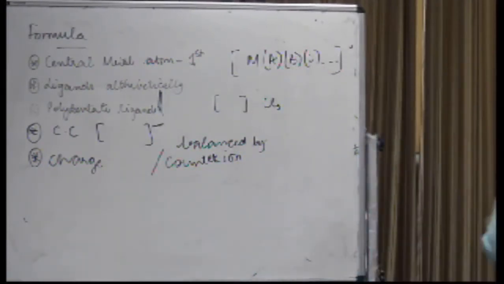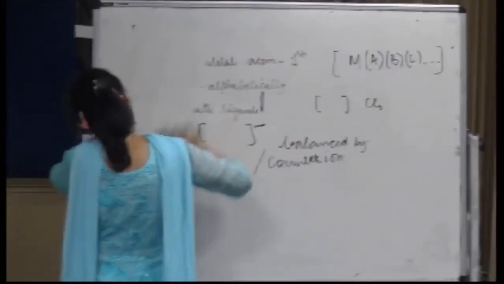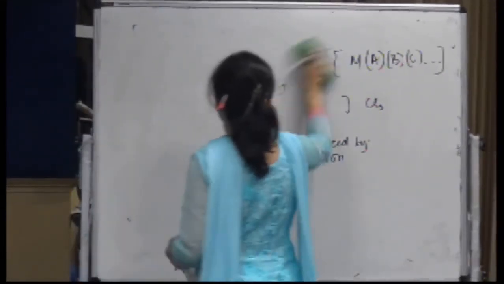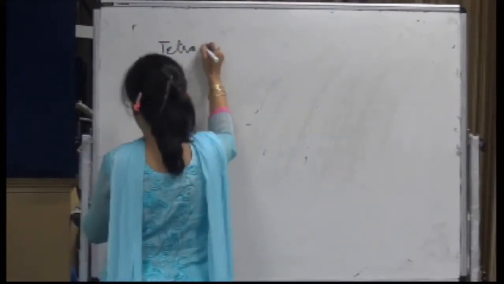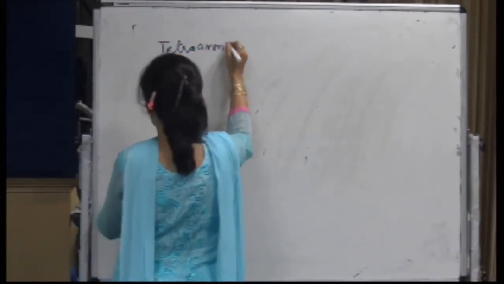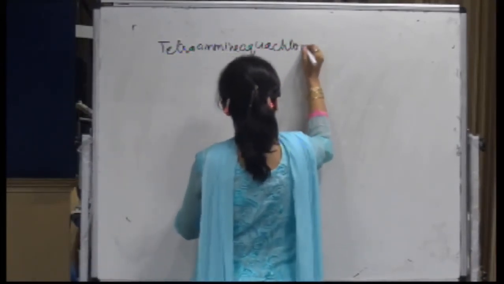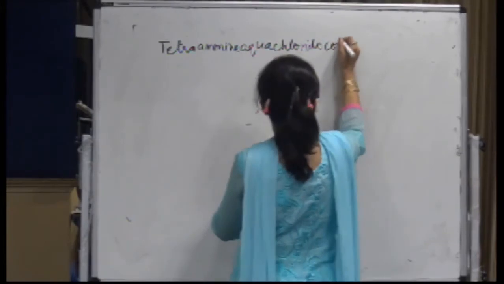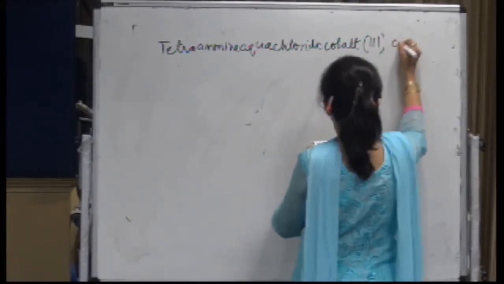I will just take one example from here and then we'll move to the questions that I put on the screen. Write it down, there's no harm in noting it down also. You have the first one as tetraammine, aqua, chlorido, cobalt(III) chloride.